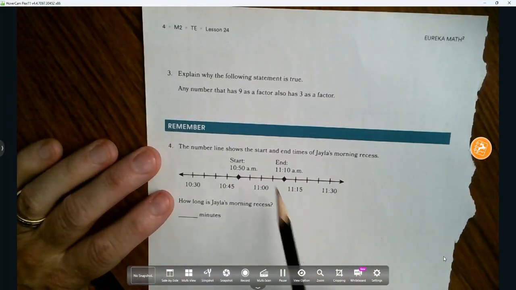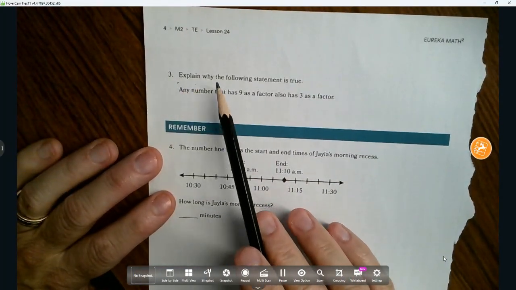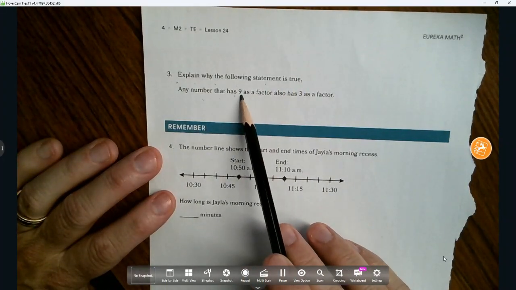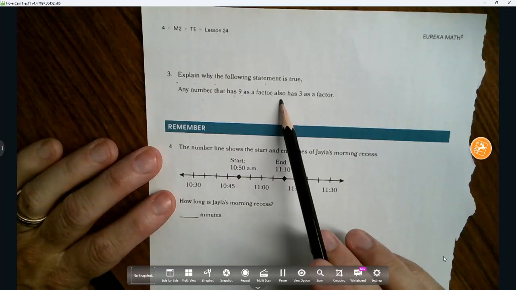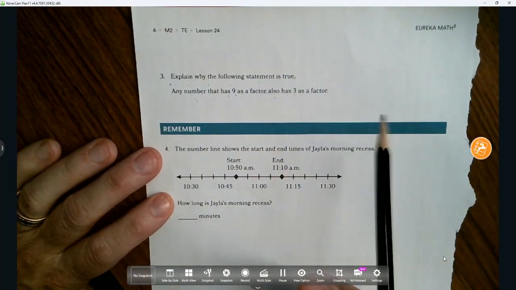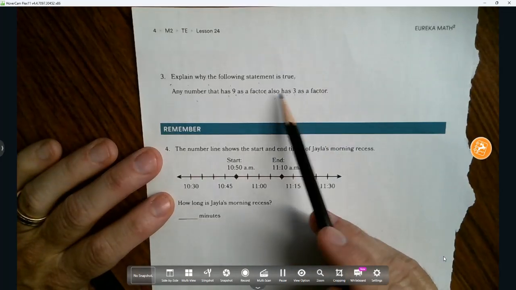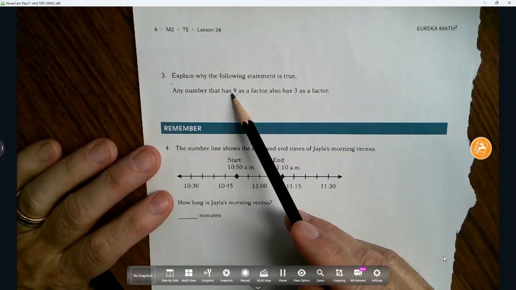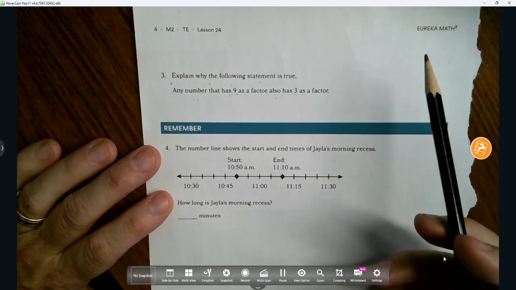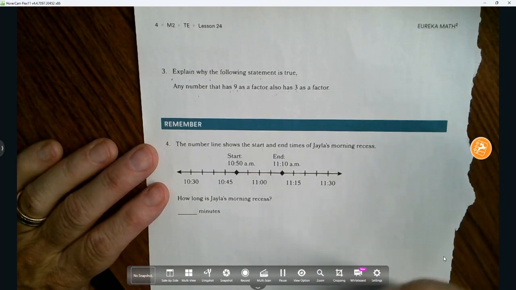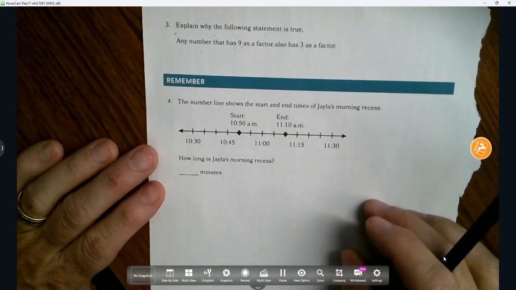Number 3, explain why the following statement is true. Any number that has 9 as a factor also has 3 as a factor. How does that work? What is the relationship between 3 and 9? Why, if I know I have a number that 9 is a factor of, do I also know 3 can be a factor of that number? Talked about that today in class. Hopefully you talked about it with your teacher today if you're not in my class.